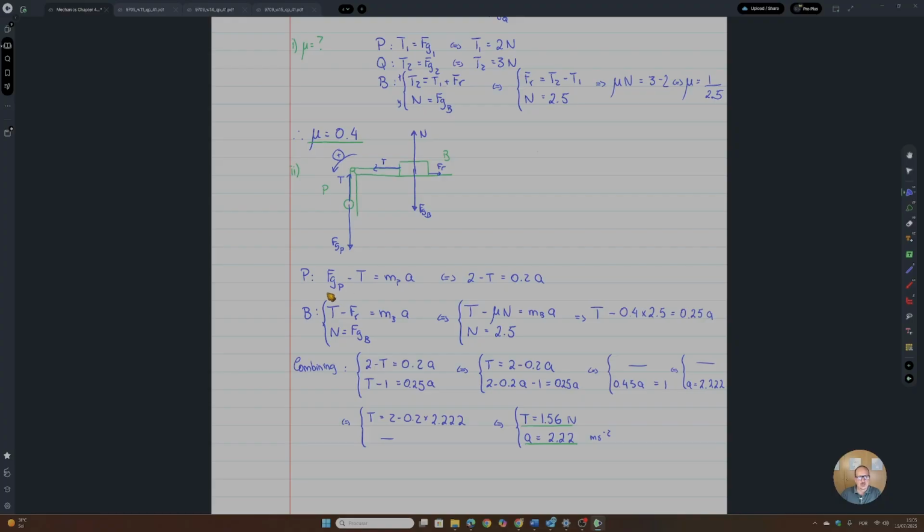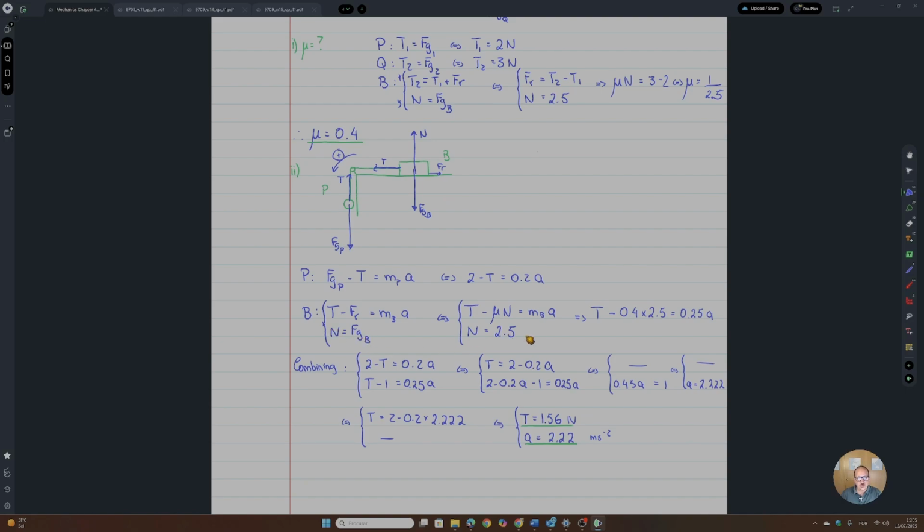So on P, you have its weight minus the tension equals the mass of P times the acceleration. The acceleration is the same on these, right? So basically, this is what you get. You have this equation. For B, you have first on the horizontal axis, the tension minus the friction equals the mass of B times the acceleration. Notice that on either side, positive is everything that has this overall direction. So this force would be positive, this force would be positive, this force would be negative, this force would be negative. Okay? On Y, you have here n equals the weight of B.